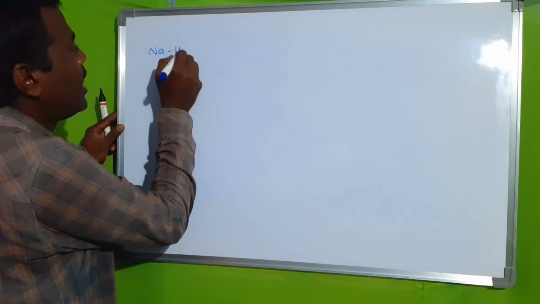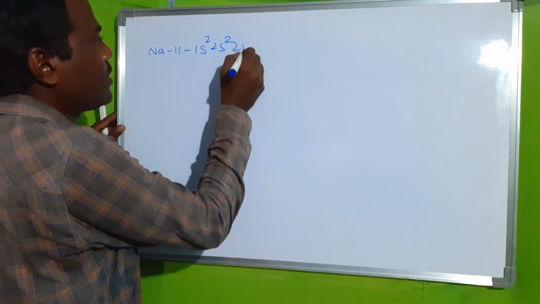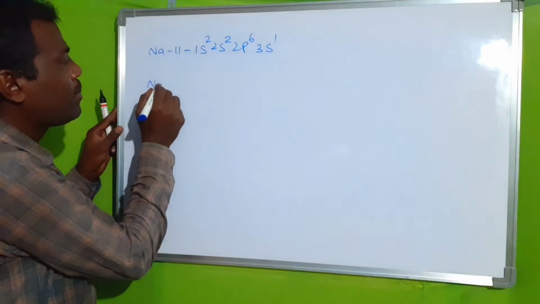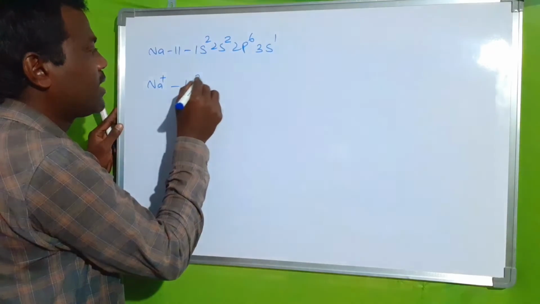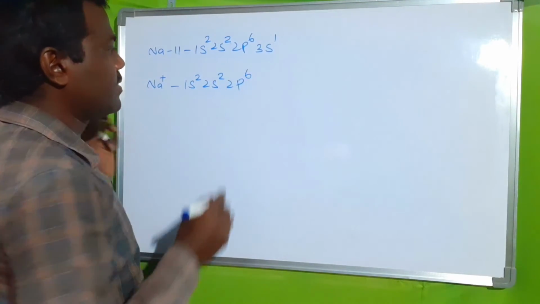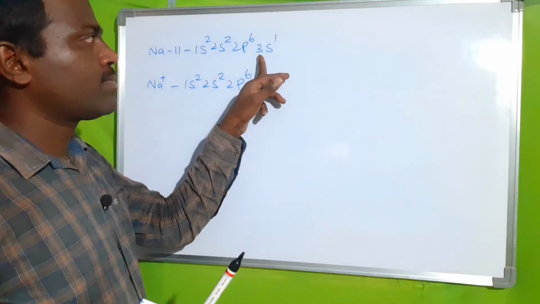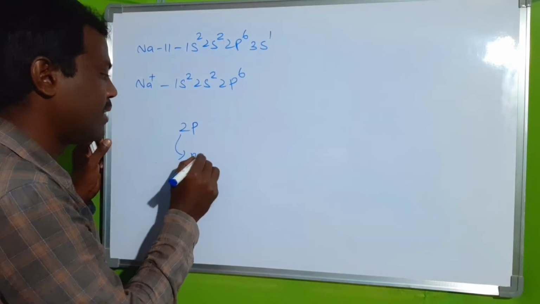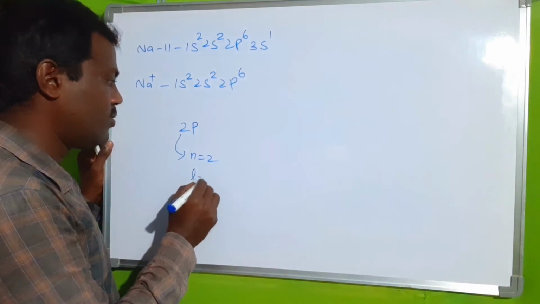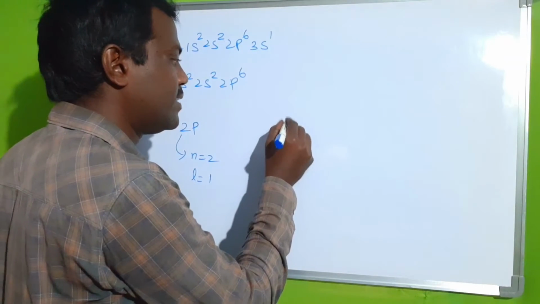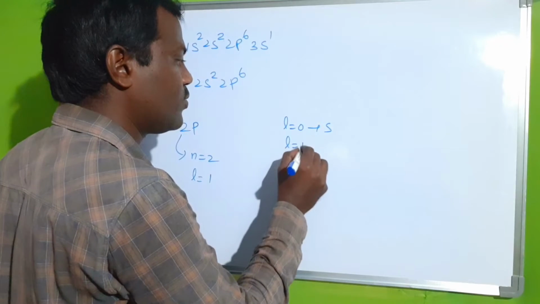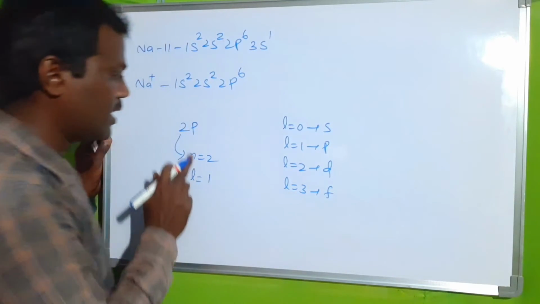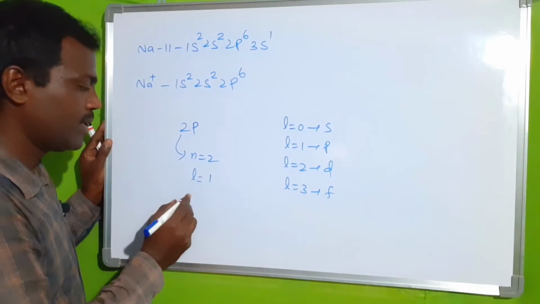Sodium atomic number is 11. Electronic configuration is 1s2, 2s2, 2p6, 3s1. For the sodium plus ion, the electronic configuration is 1s2, 2s2, 2p6, because one electron is removed from the 3s orbital. For the 2p orbital, small n value is 2 and l value is 1. I already said l is equal to 0 for s, 1 for p, 2 for d, and 3 for f. So for this p orbital, l value is 1.